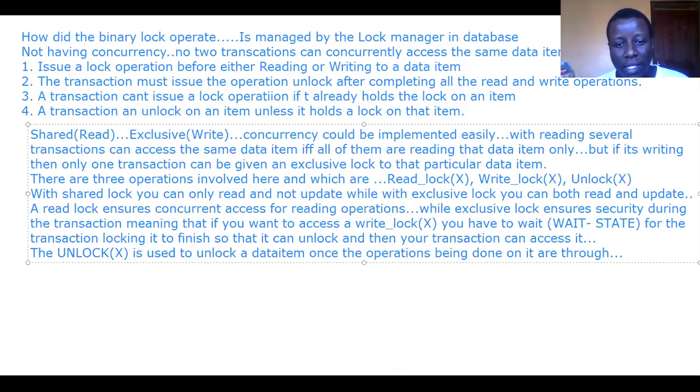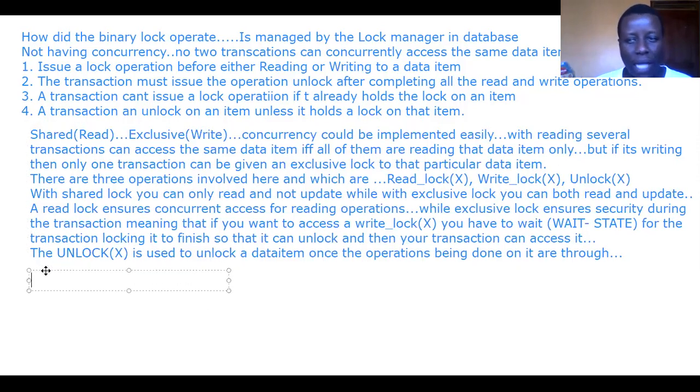And it's quite simple as that. So that is how they implemented it. I've talked about how we implemented the binary lock. You're either reading or writing, you're given a binary lock. It had its issues. Shared exclusive, where shared was a read and exclusive was a write, but you also had to have an unlock. Then you had to add a wait state for the locking transaction to finish so that you can unlock for other transactions.